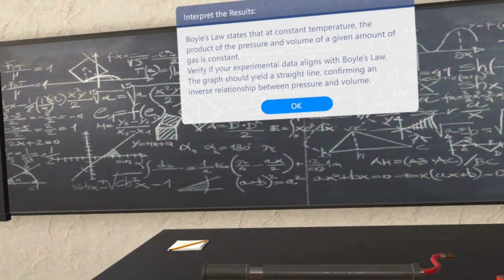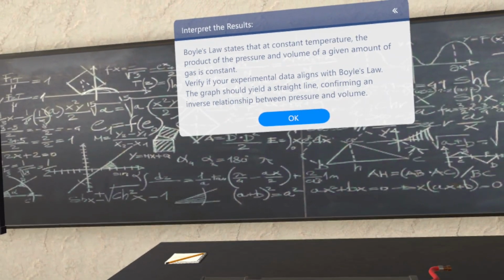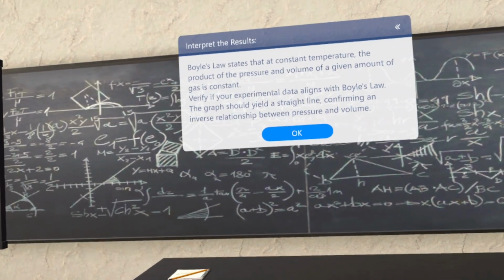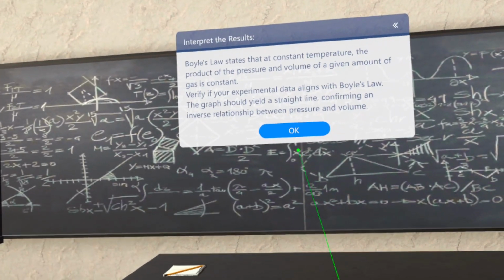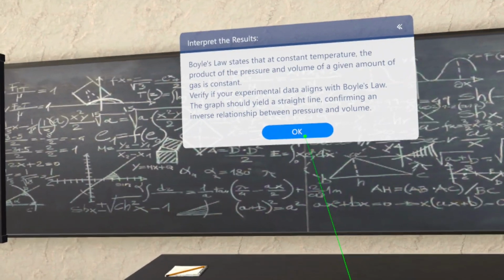Boyle's law states that at constant temperature, the product of the pressure and volume of a given amount of gas is constant. Verify if your experimental data aligns with Boyle's law. The graph should yield a straight line, confirming an inverse relationship between pressure and volume.